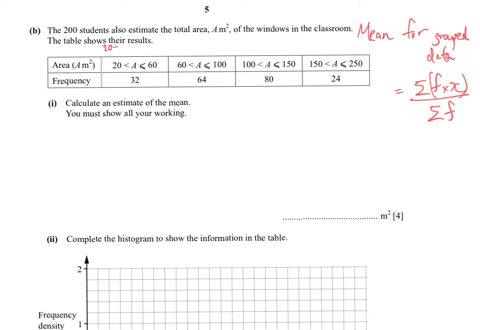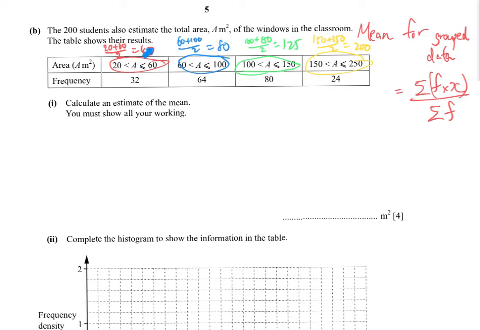So it should be 20 plus 60 divided by 2, so it should be 40. Similarly, for the blue group it will be 60 plus 100 divided by 2, so it should be 80. And then the green group will be like this. To save some time, we have the green group and then the yellow group.